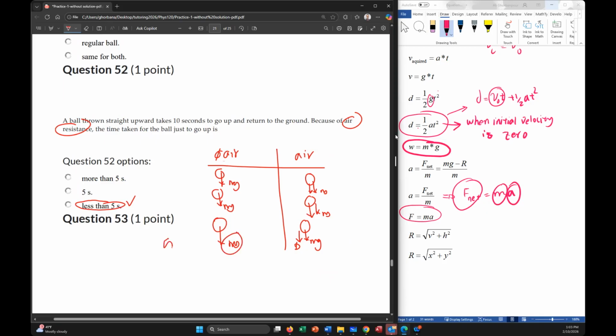If this one takes 5 seconds, when the forces are in the same direction, the acceleration is bigger, yes? When the acceleration is bigger, it takes less than 5 seconds to go up, yes? Make sense? Less than 5 seconds, because acceleration is big. Make sense?